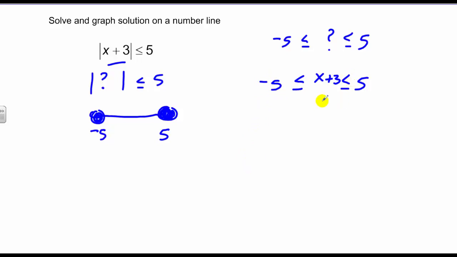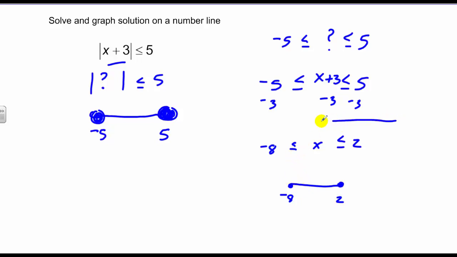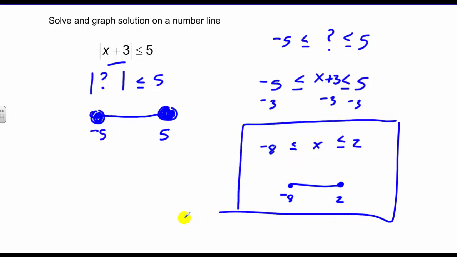So if I want to solve this now, I can subtract 3 from both sides of my inequality, thus getting 2x and negative 8. So my solution is all the numbers between 2 and negative 8. If I were to graph that on a number line, it would look something like this, and here's my solution. And really this is a less than type problem.